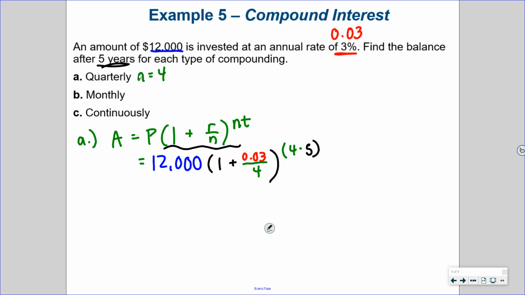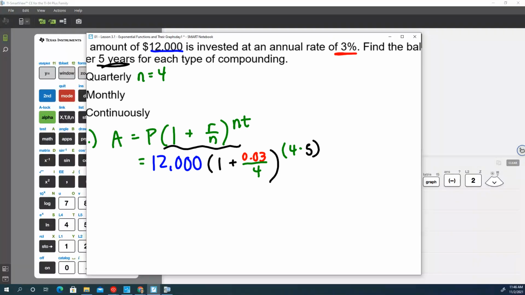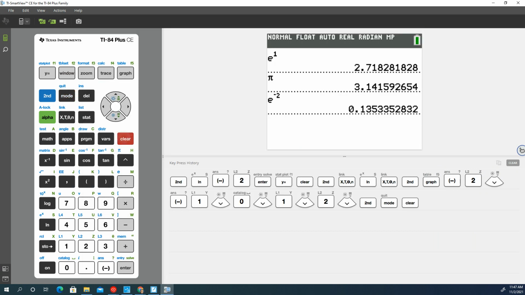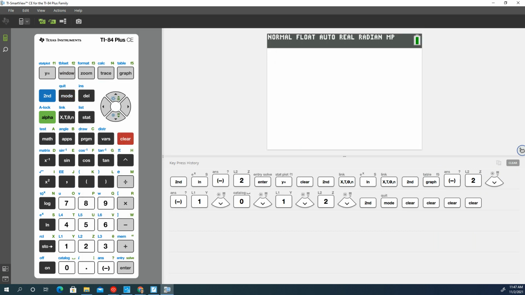Okay, we do need to practice typing this in our calculator because I'll show you an easy way to do this. So follow along on your calculator with me. Okay, we've got to start within the parentheses. So I always do the rate, 0.03, divided by the number of times compounded first.